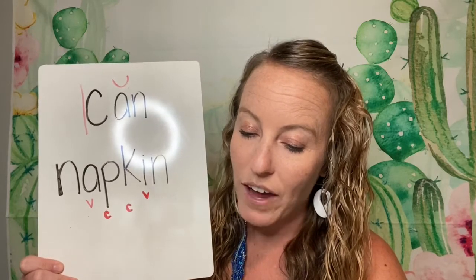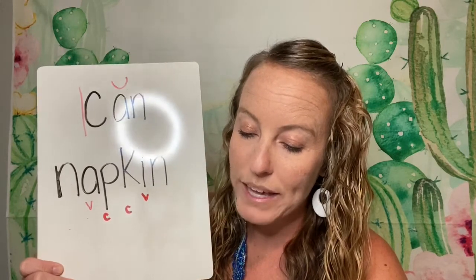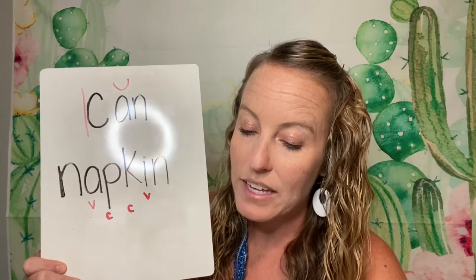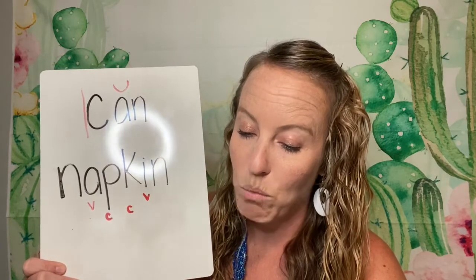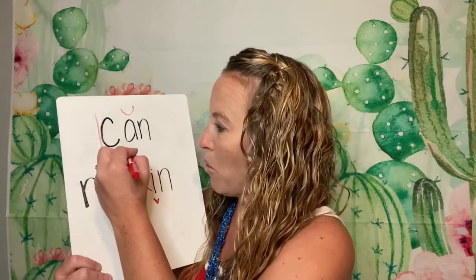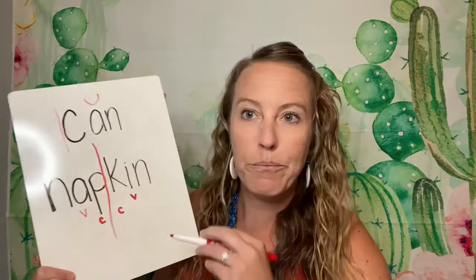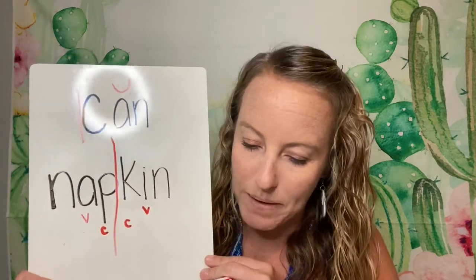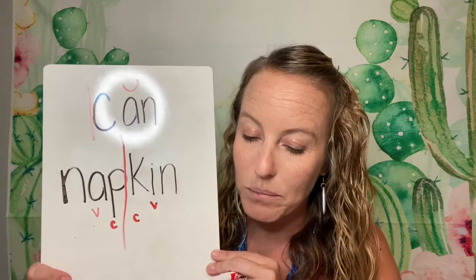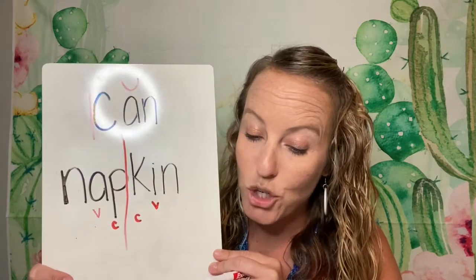Now that we've identified the vowel pattern, we can divide the word. The best place to divide a VCCV word is between the two consonants. So we're going to divide it. This line is called a division line. It divides the syllables. This word has 2 syllables.